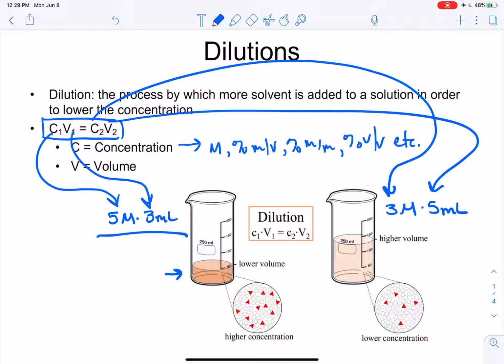And if we look down here at these pictures, we can see that when we dilute something, we're going to have a lower concentration of our solute molecules, which are the little red triangles there, and a whole lot more of our solvent molecules. And the solvent is usually water unless stated otherwise.